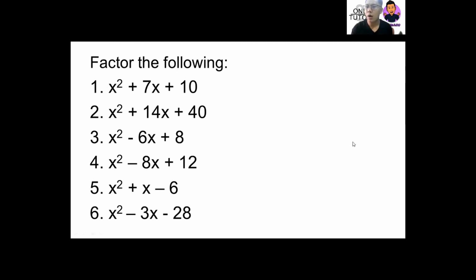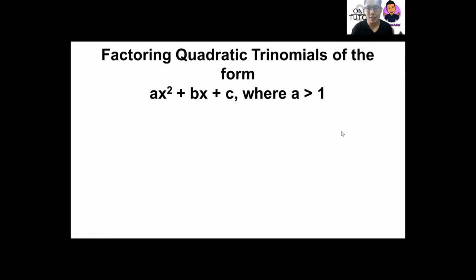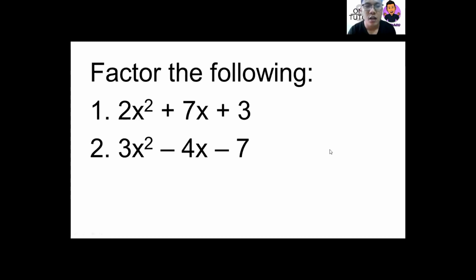Okay, now, how about if a is greater than 1? That is 2 or more. In these examples, 2 is greater than 1 and also 3. So in number 1, a is 2, and for number 2, a is 3. We can also use trial and error. Since we have 2x squared here, this should be the product of two binomials.